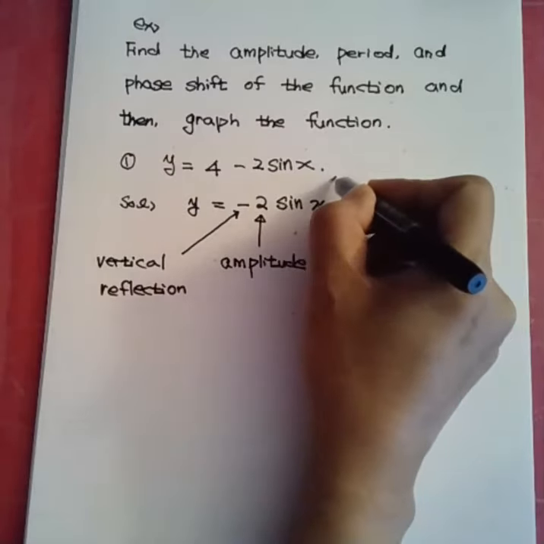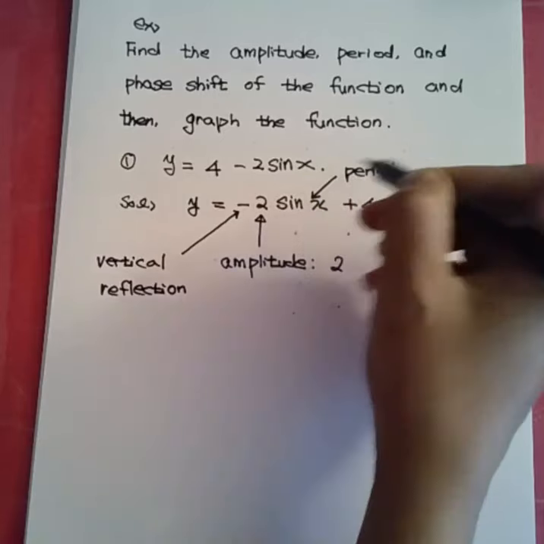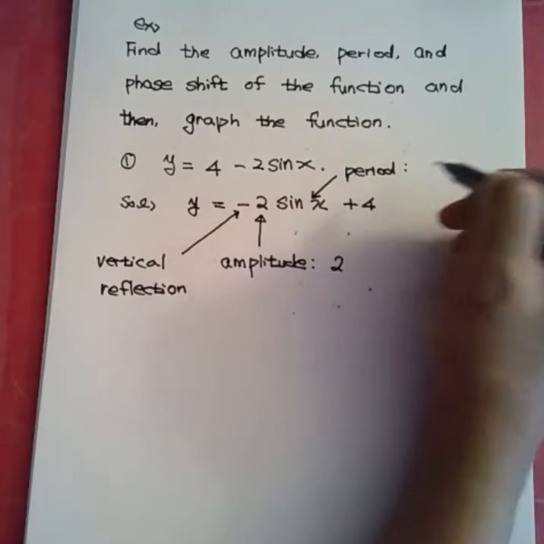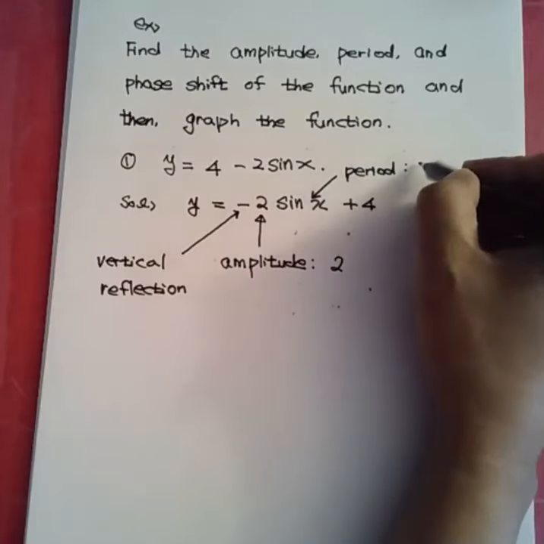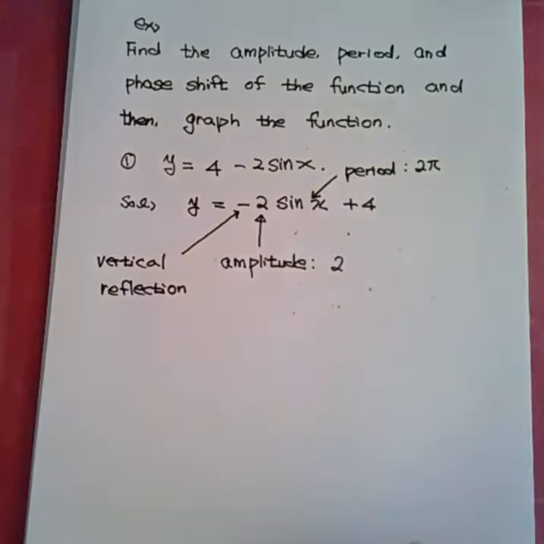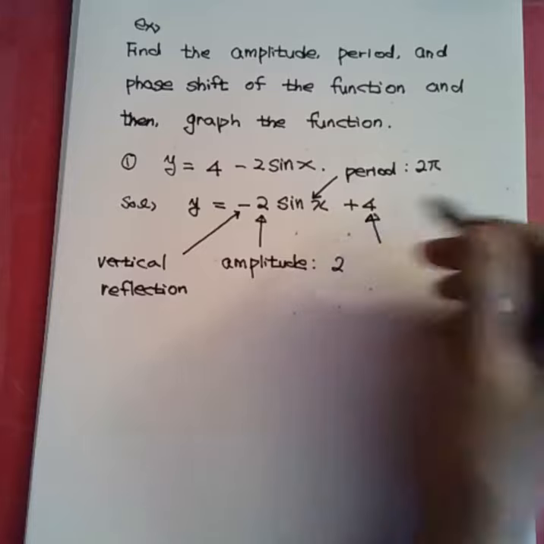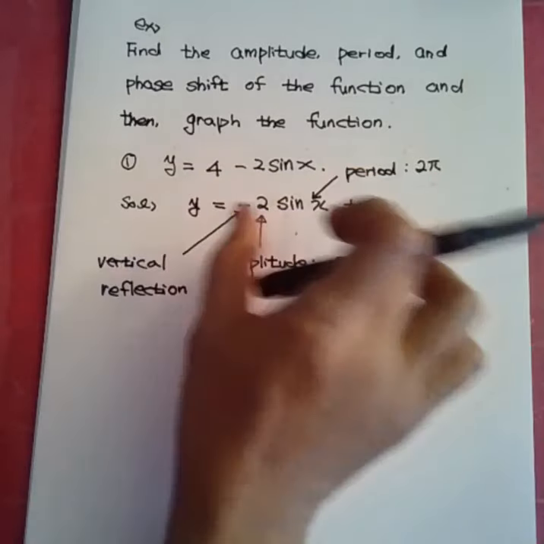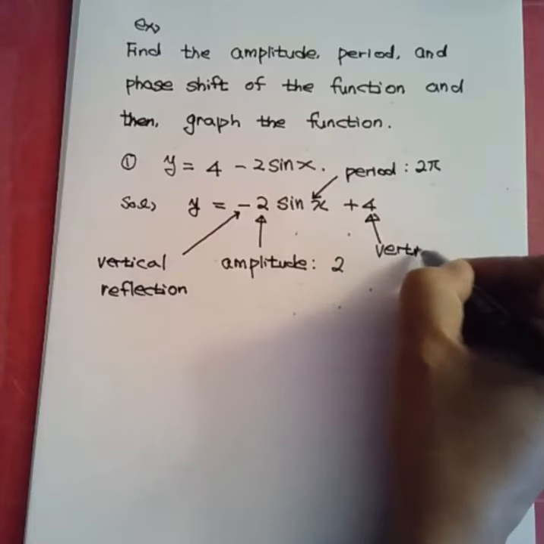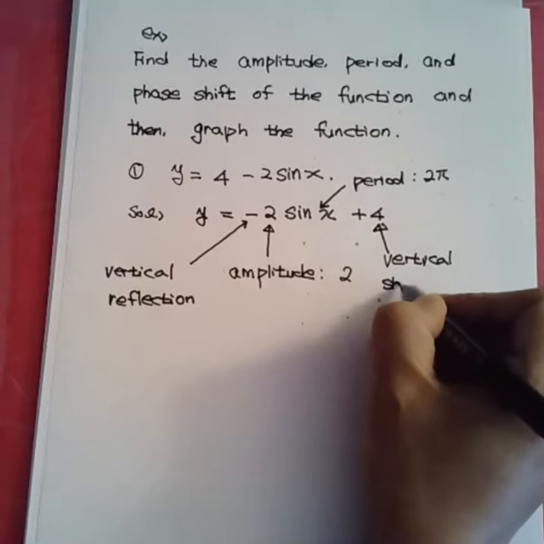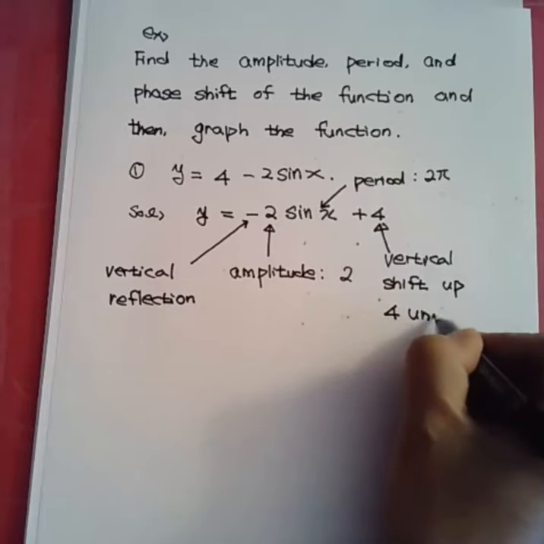And this one is period. This one determines the period. There is no number multiplied to x. Therefore, the period is the same as original period, which is 2 pi. Here, the number 4 is added to this function. So there is a vertical shift. Up 4 units.